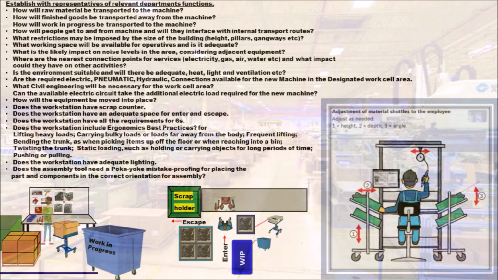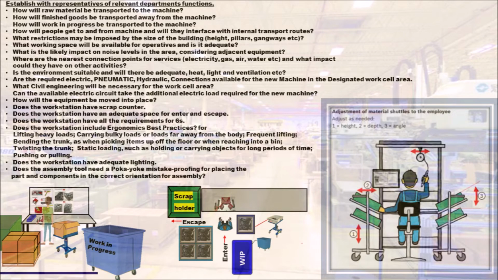4. Lifting heavy loads, carrying bulky loads or loads far away from the body, frequent lifting. Bending the trunk, as when picking items up off the floor or when reaching into a bin. Twisting the trunk, static loading, such as holding or carrying objects for long periods of time.